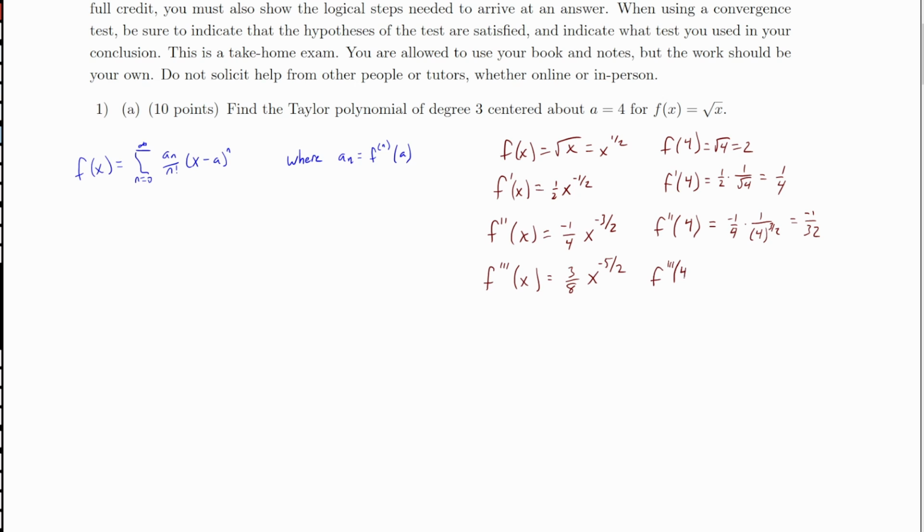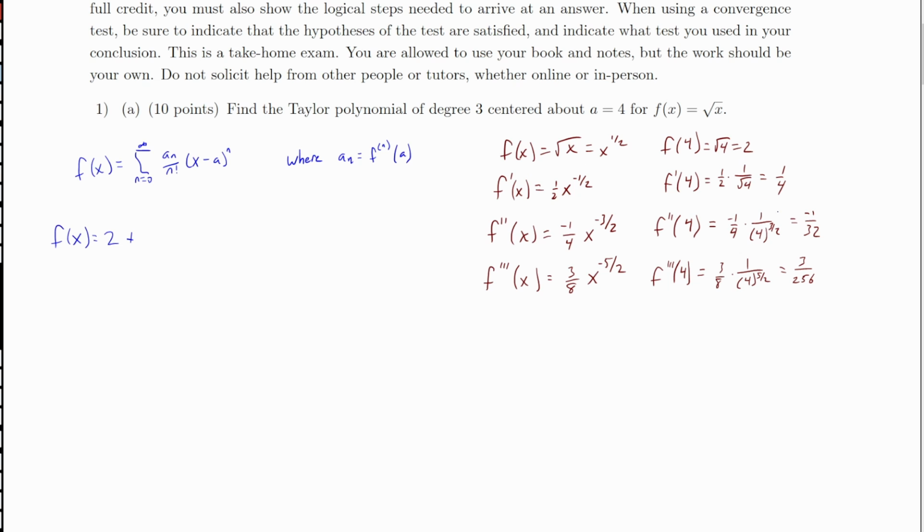And finally, when we plug in 4 to the third derivative, 3/8 out front, and a 1 over 4 to the 5/2 power. 4 to the 5/2 is 2 to the 5th, which is 32, times 8 is 256. So 3 over 256 is our third derivative at 4. So now when we go to write down this function, our first term, when n is 0, we don't have any x's and we don't need a factorial. So we're just going to have 2.